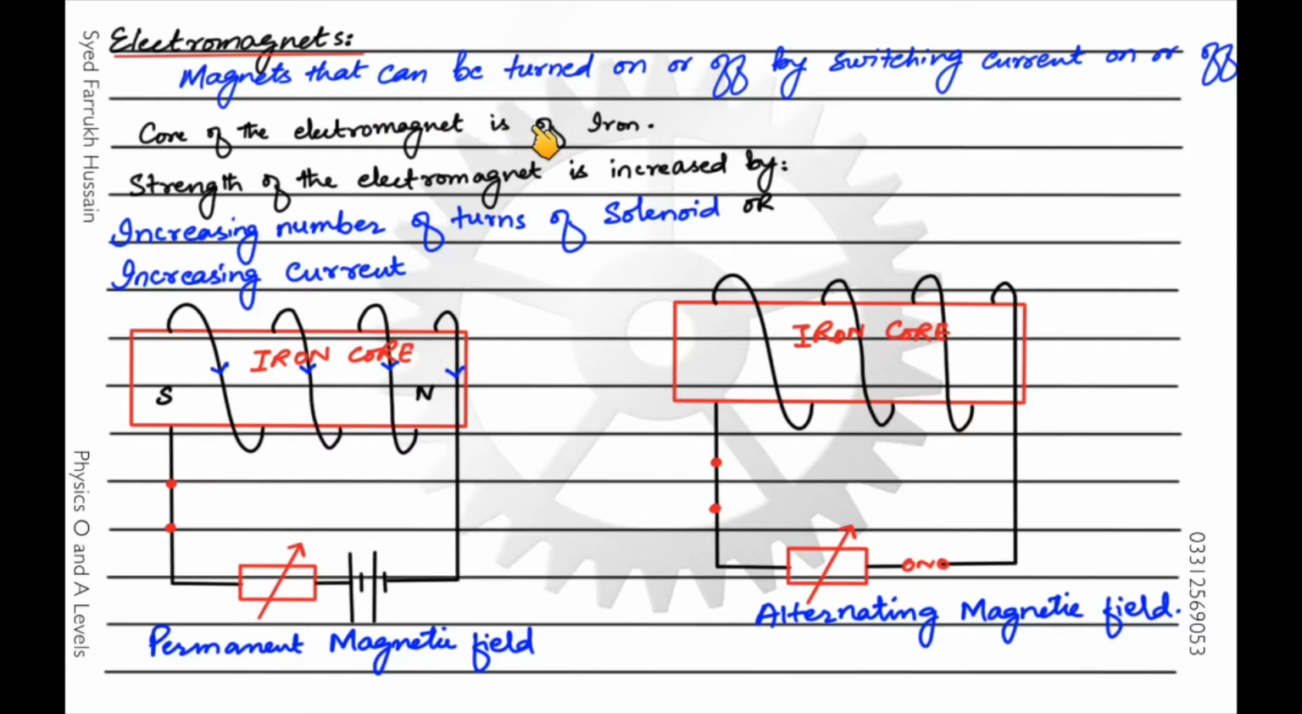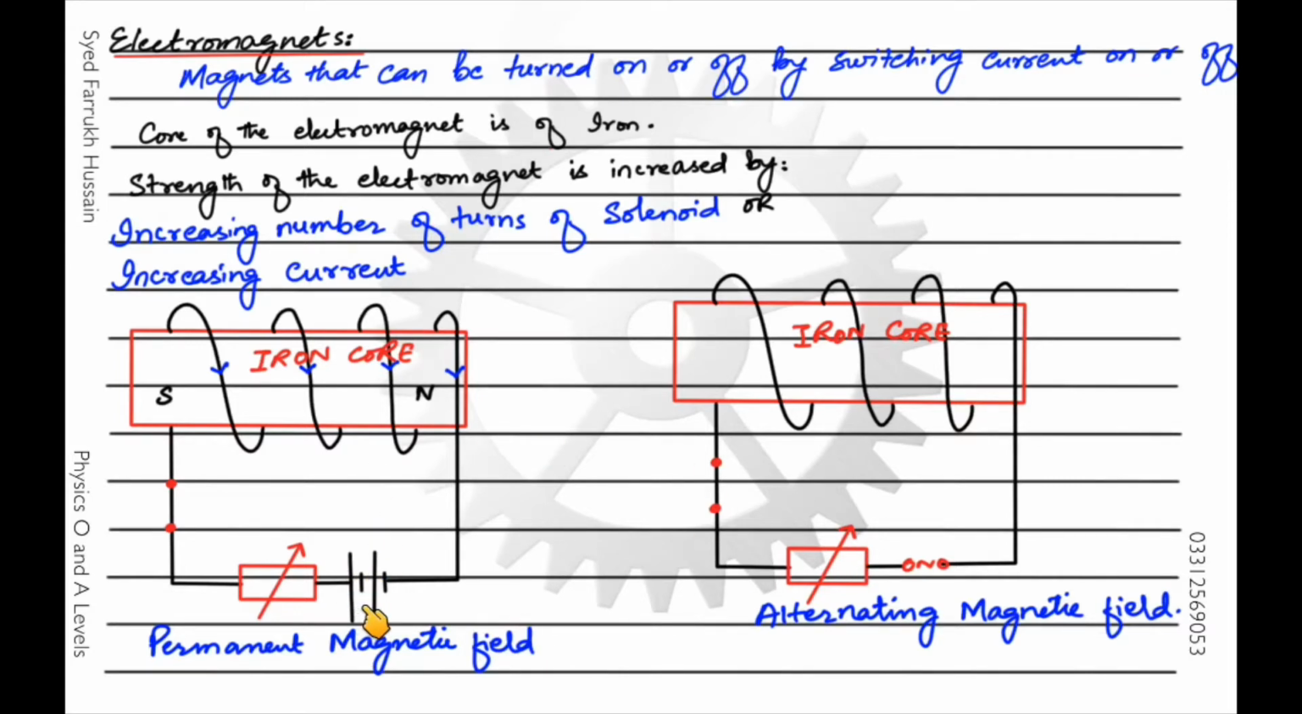Electromagnets are magnets that can be turned on or off by switching current on or off. As you know that around every current carrying conductor there is magnetic field, which means you can call a current carrying conductor a magnet. And the strength of this magnet can be altered by changing the number of turns of the solenoid and current passing through it. So if you increase the number of turns of the solenoid, the strength of the electromagnet will increase. And similarly, if you increase the current passing through the solenoid, then the magnitude of strength of the magnetic field will increase.